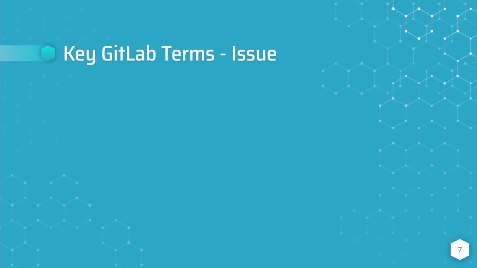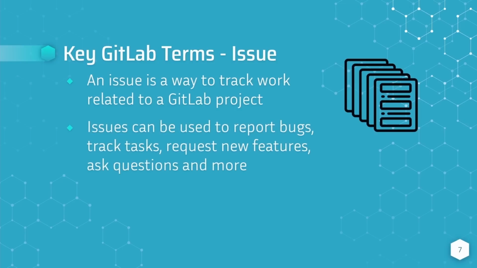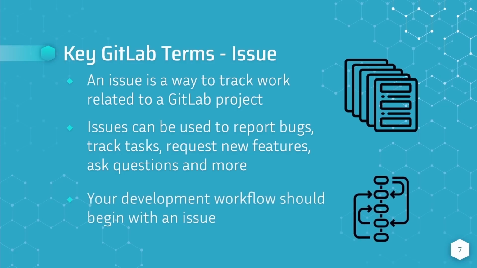And finally, we have GitLab issues. A GitLab issue is a way to track work related to a GitLab project. And we can use GitLab issues to report bugs, track tasks, request new features, and much more. Your software development workflow should begin with the creation of an issue.